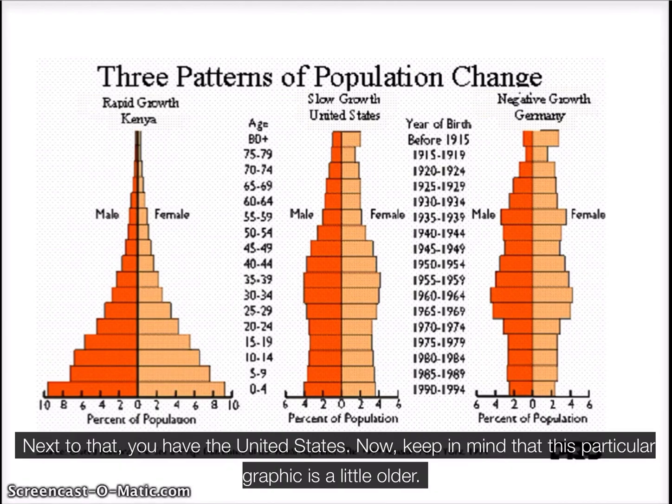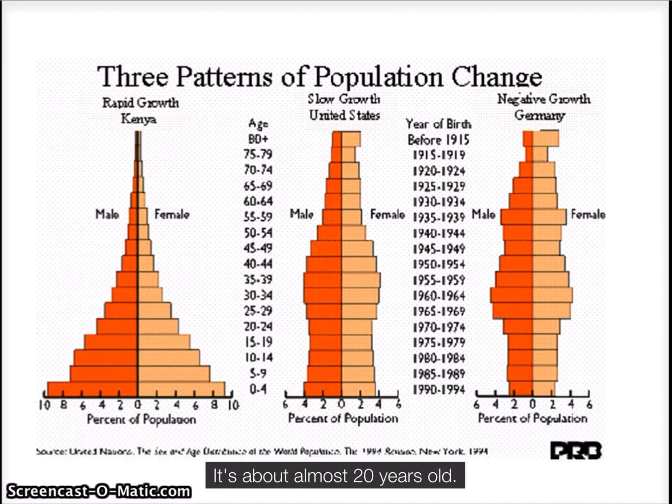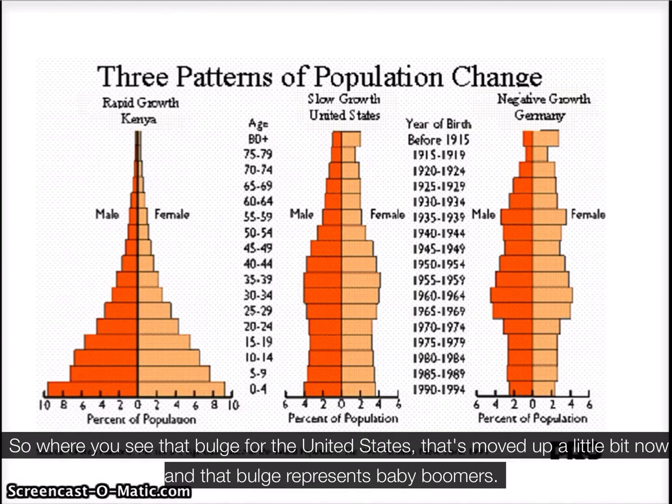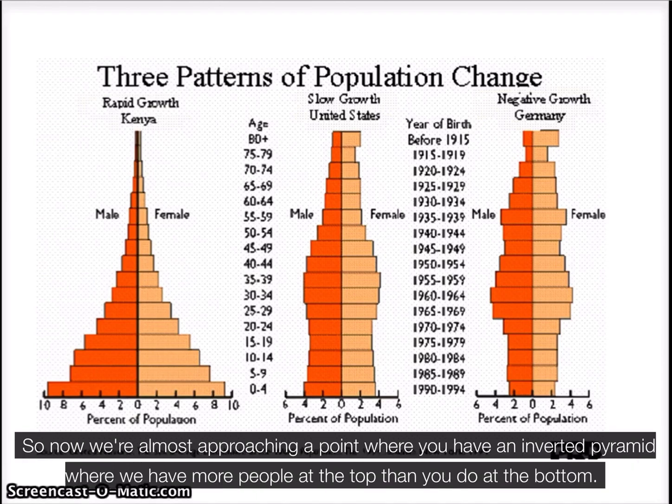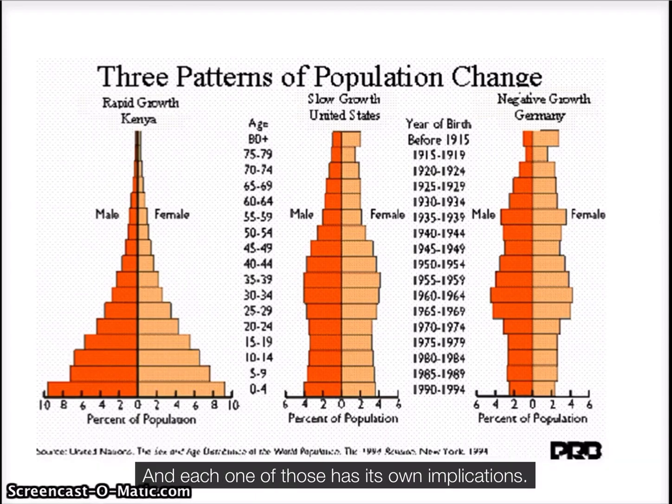Now keep in mind that this particular graphic is a little older. It's almost 20 years old. So where you see that bulge for the United States, that's moved up a little bit now. And that bulge represents baby boomers. So now we're almost approaching a point where you have an inverted pyramid, where you have more people at the top than you do at the bottom. And each one of those has its own implications.